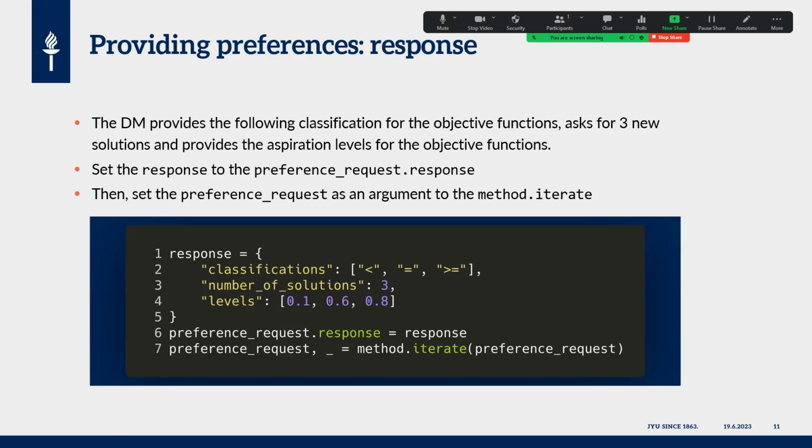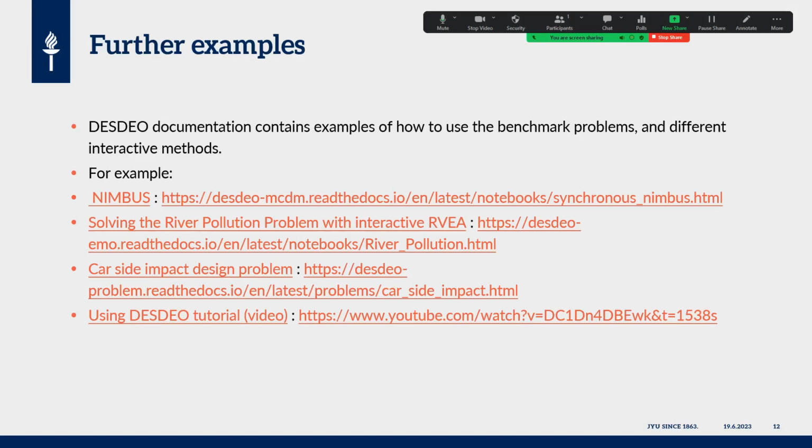This is the main idea in this. And as said, different methods can use this in a different way. For example, some evolutionary algorithms will spend some generations and then iterate at some points. Some correlation-based methods work in the standard way that you give preferences, you generate solutions, you give new preferences every iteration. And as said, DESDEO contains plenty of examples of how to use the benchmark problems and different interactive methods.